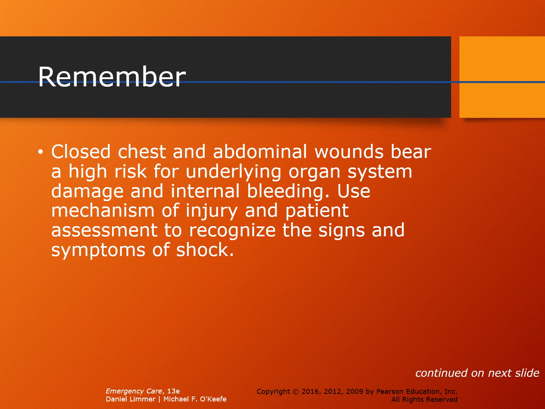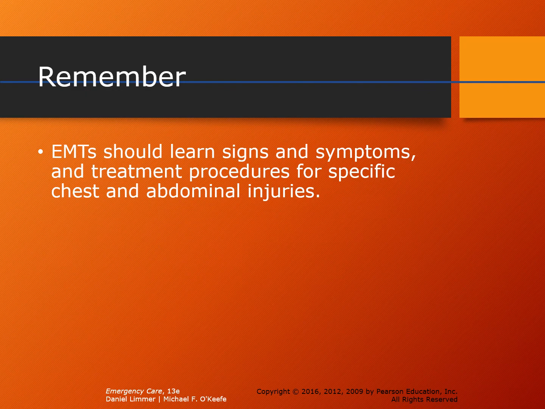If your patient is starting to become hypoxic, apply oxygen and prepare to utilize positive pressure ventilation by bag valve mask. If the patient is stating that they are in pain in a certain position and it's appropriate, we may actually want to move them to a different position if it does relieve some pain, and so on and so forth. EMTs need to learn the signs and symptoms of chest and abdominal injuries, as well as treatment procedures for specific chest and abdominal injuries, which we've talked about and we'll do more skills on.